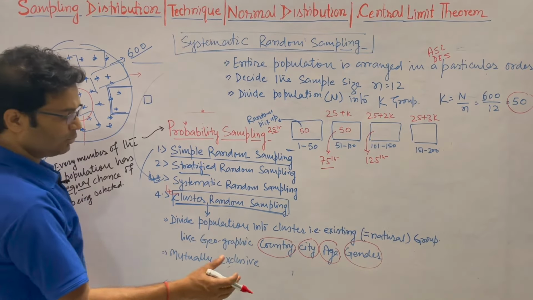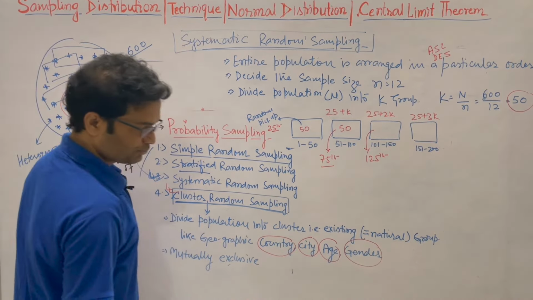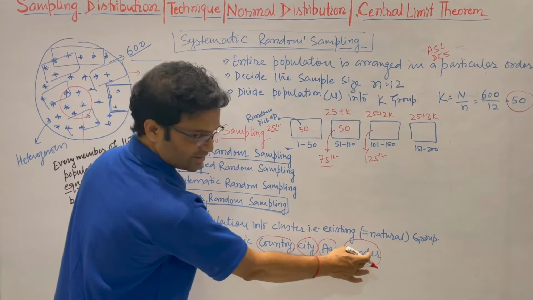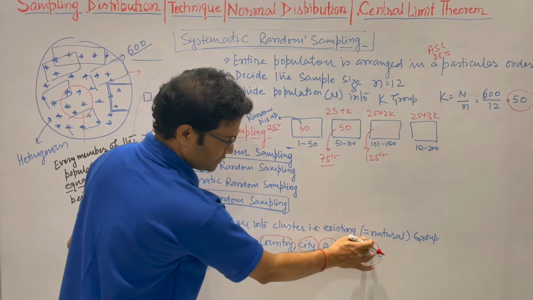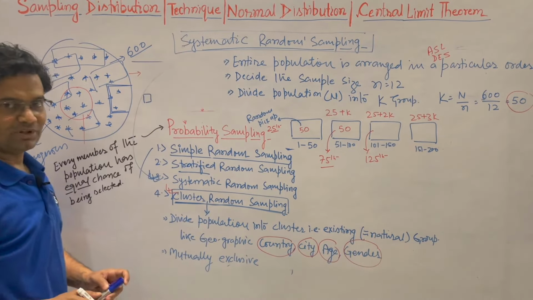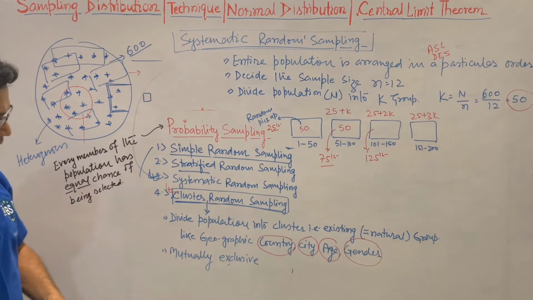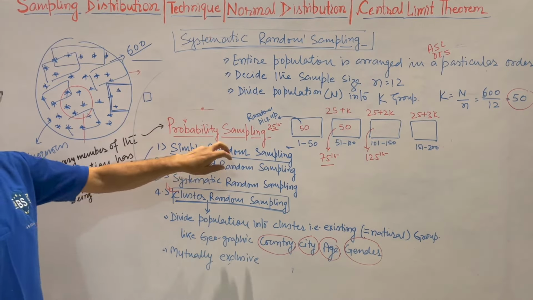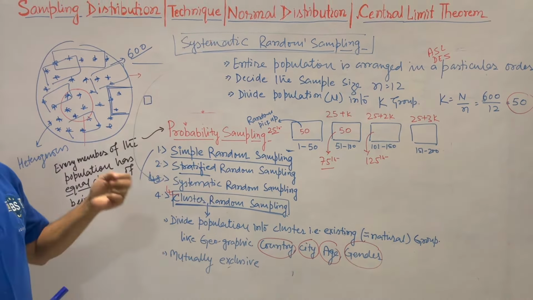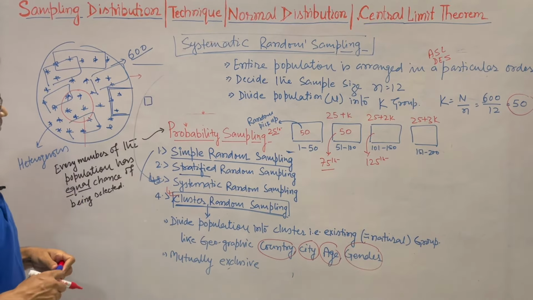Keep in mind those groups should be mutually exclusive. When you make one group of age, those people should not also go into the gender group. The data in the gender group should not come into the age group. That you have to keep in mind. Then once you make the subgroups, again apply simple random sampling and take your sample. So these are the sampling techniques.